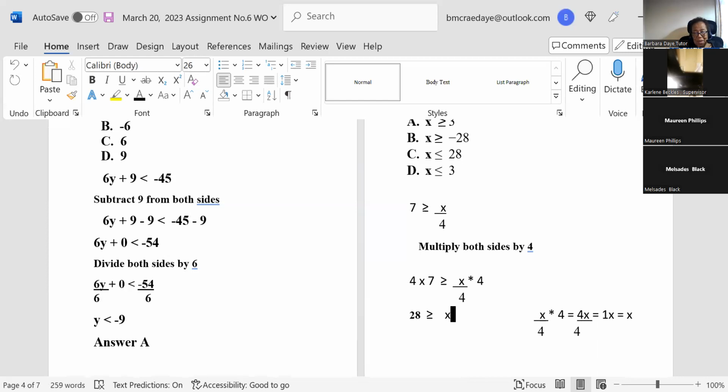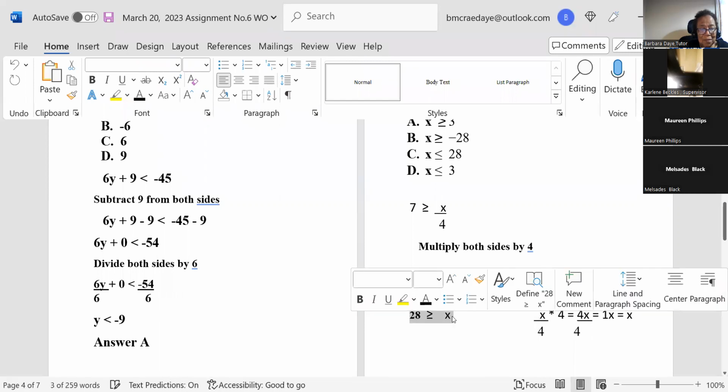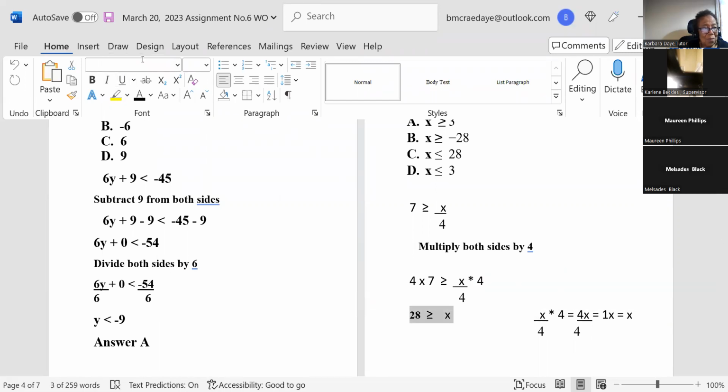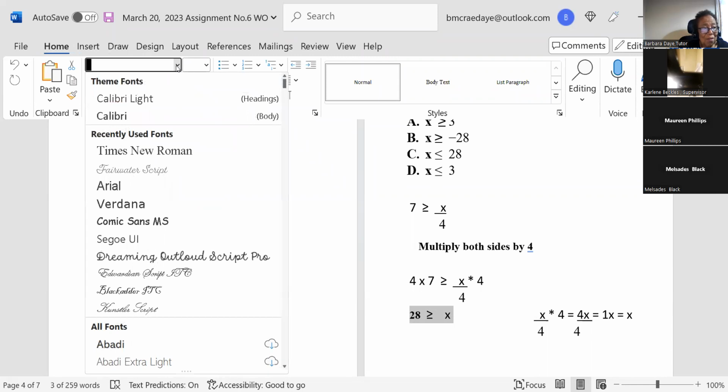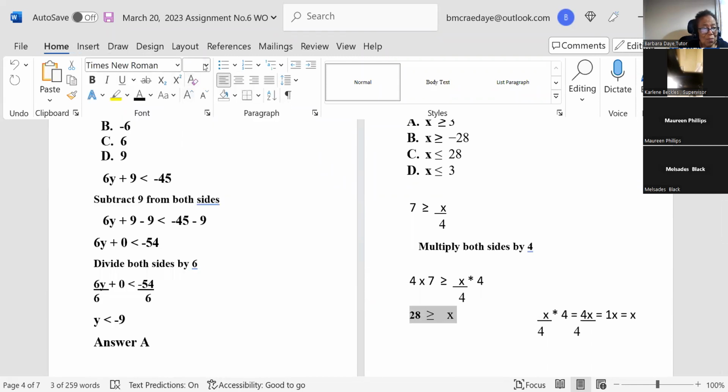Correct? So the x falls on the right side this time. Yes, but we want X on the left. All your answers have X on the left. So what do we do, Mercedes, to get X on the left? I'm not sure. We're going to multiply 28 on both sides, no, x on both sides. No. What do you do, Maureen?